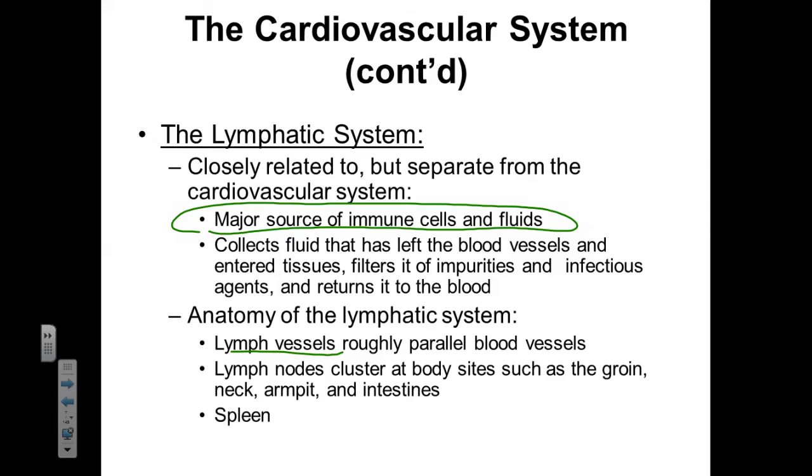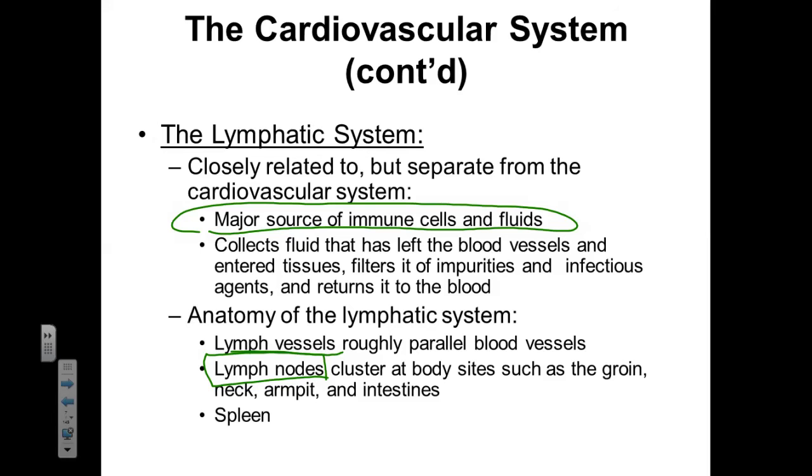We have clusters of lymphatic vessels primarily around blood capillary beds, because that's where a lot of fluid leaks out of the cardiovascular system. We also have lymph nodes. You can think of a lymph node as a filtering system for the lymphatic system. Multiple lymphatic vessels converge at the same point, and then the lymphatic fluid within the lymphatic vessels will be filtered. Lymph nodes are going to be clustered in the groin, neck, armpit, and intestinal areas.